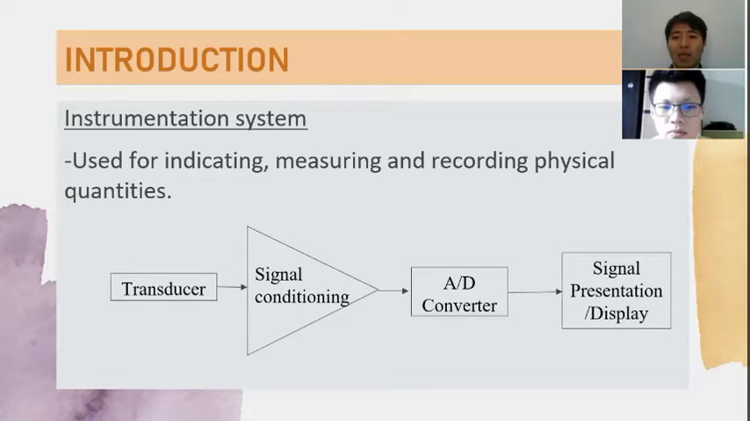Transducer or sensor is the element in contact with the variable being measured and giving an output that depends on the value of the variable. Signal conditioning is a system which improves the sensitivity and resolution of measurement quality from the transducer. The ADC converter will convert the signal into a digital format. Signal presentation or display will present the signal that is processed by the computer. Next.